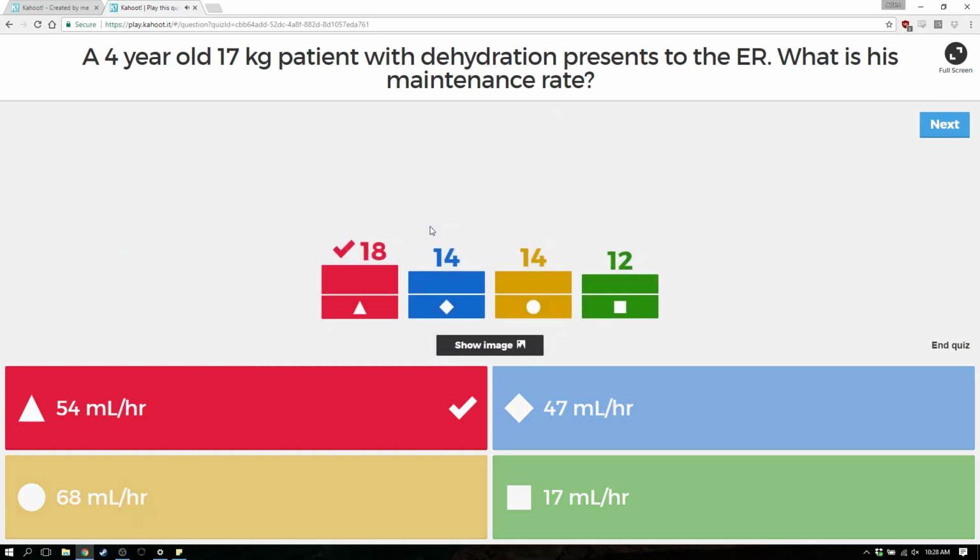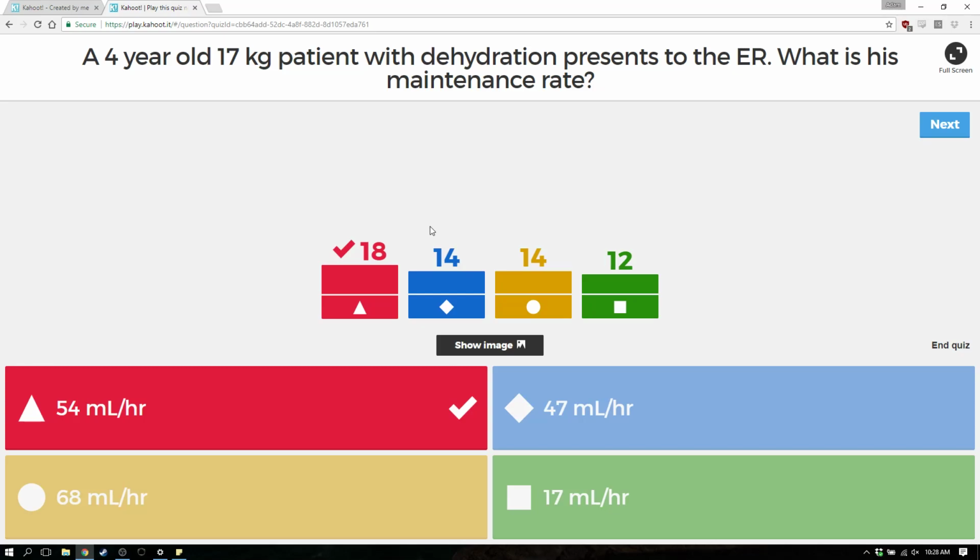All right, what's the rule? 4-2-1 rule, right? So 4-2-1. This is a good rule to remember for the rest of your clinical days if you ever deal with pediatric patients. So, what does the 4-2-1 rule mean?